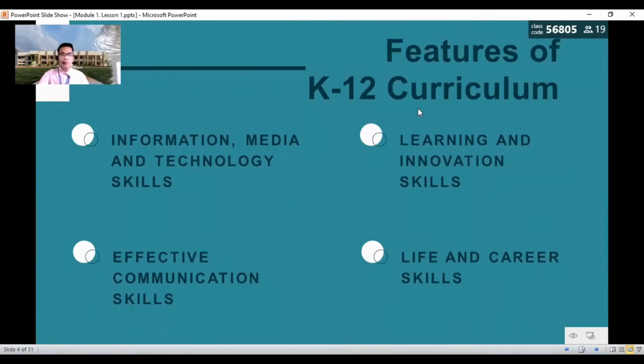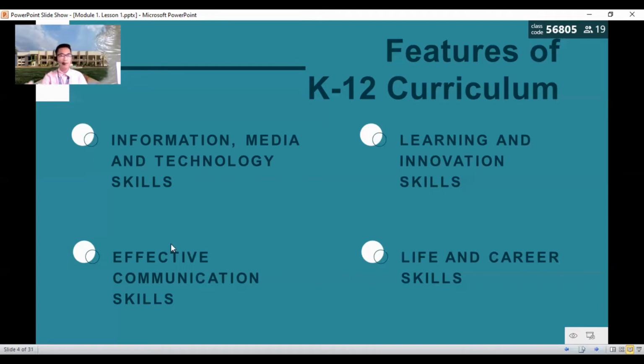So these are the 4 features of the K12 curriculum, or the skills embedded in connection to the 21st century skills that are very much important and a requirement that every graduate of the K12 curriculum should manifest. These are information, media, and technology skills, the learning and innovation skills, effective communication skills, and life and career skills. There are sub skills in every skill mentioned here.